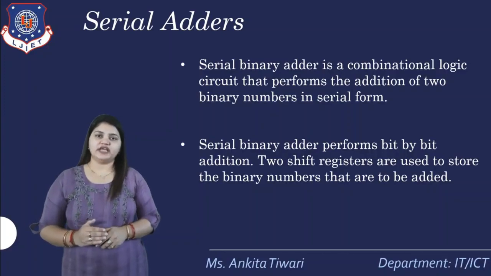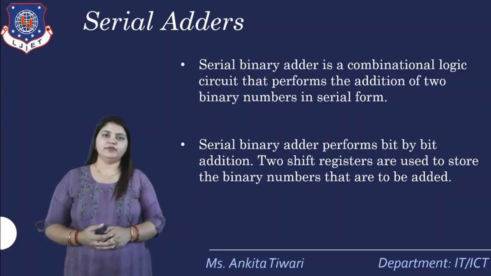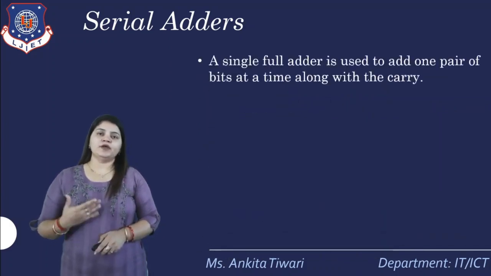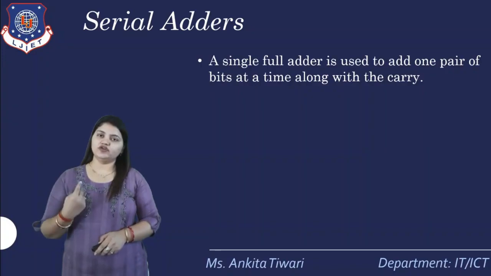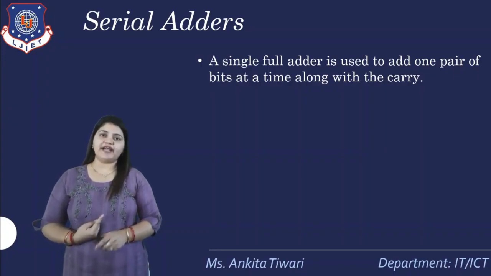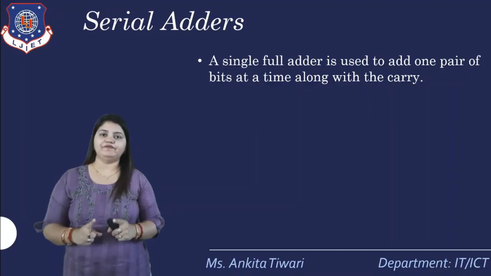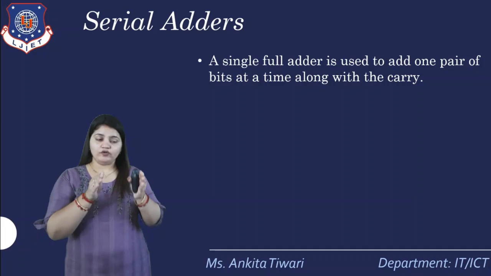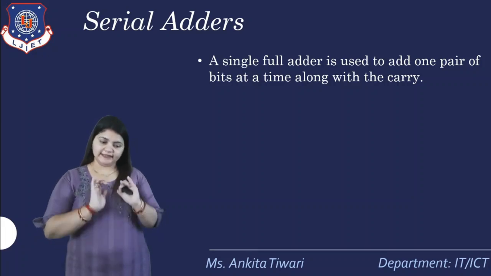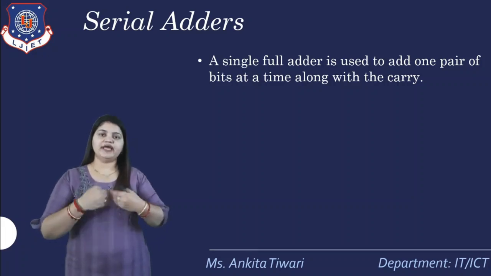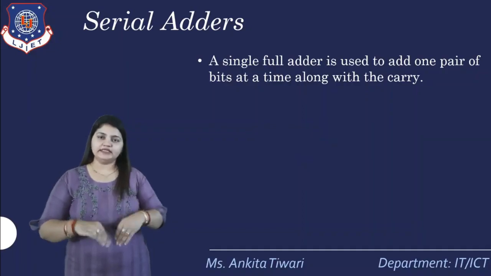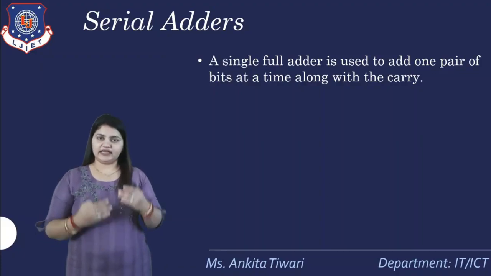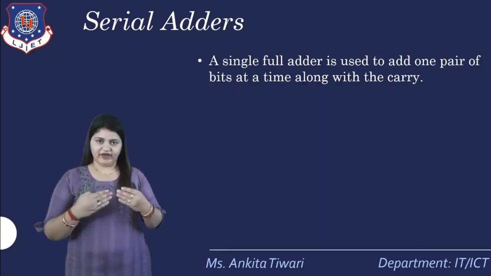Two shift registers are used in order to store the binary numbers that we need to add. Now in serial adders, a single full adder is used. That means we are using only a single full adder, which is used to add one pair of bits at a particular time with the carry. That means there is no concept of parallel here. First bit will be applied, then in the same full adder we will apply the second bit and we'll get the sum and carry. Same thing, third bit, then fourth bit if it is 4 bit. If it is 8 bit, the same thing: 1, 2, 3, 4, then 5, 6, 7, 8.